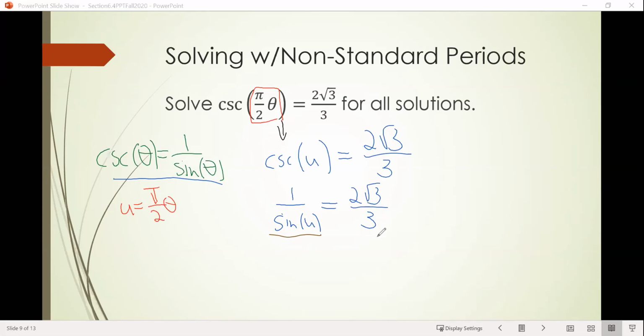Well, the way we can do that is over here on the left. Instead of having 1 over sine, we'd rather have sine over 1 because that would be something we can work with, right? And it actually turns out mathematically what we could do is just switch these. So instead of writing this as 1 over sine, we could write it as sine over 1, which will just give us sine. And whatever we do to one side of the equal sign, we have to do to the other. So on this side, instead of writing this as 2 root 3 over 3, we could flip it and make it 3 over 2 root 3.